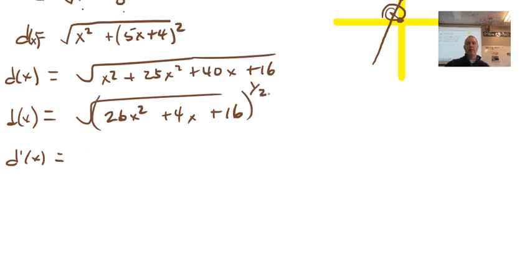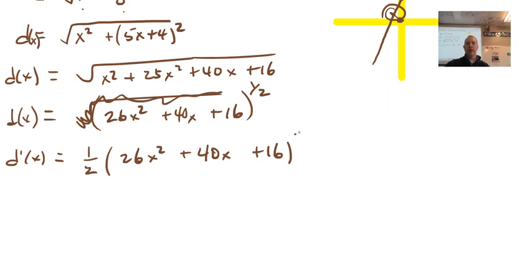That's the same as to the power of 1/2. If we reconsider that, the derivative is 1/2 times what's inside, just leave it alone. And then we subtract 1, so it becomes negative 1/2. Then you have to multiply by the derivative of the inside, remember chain rule. So what's that? Well, this is now 52x plus 40. Okay, see that?